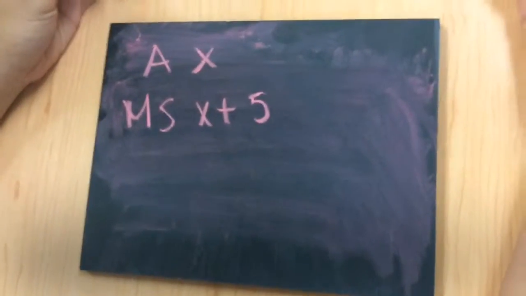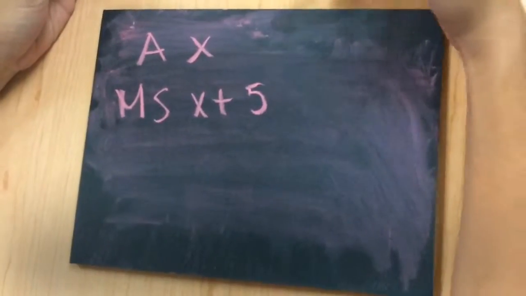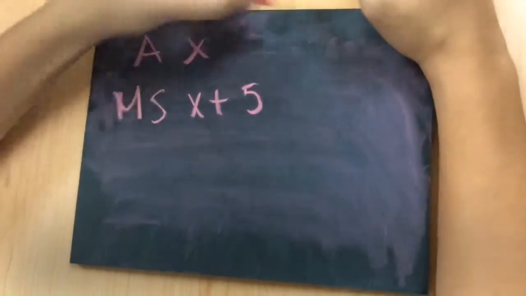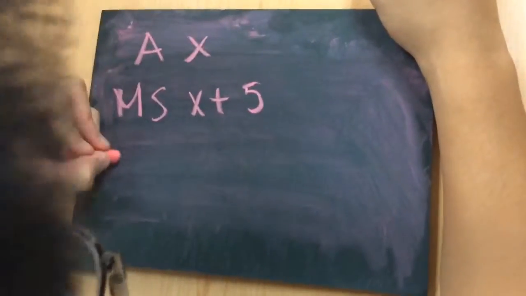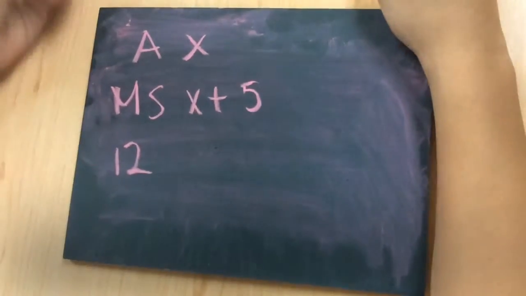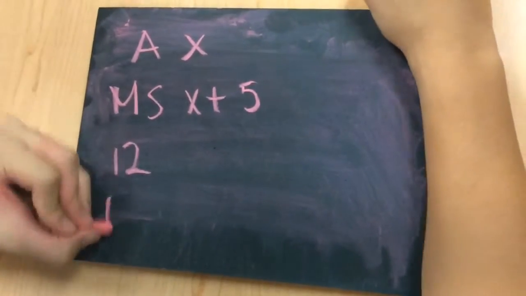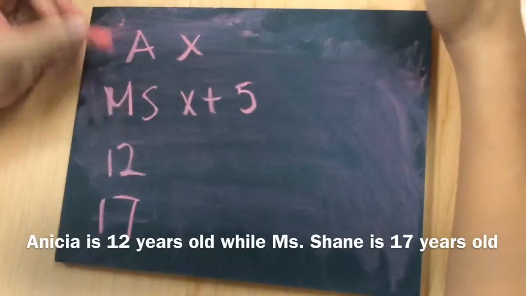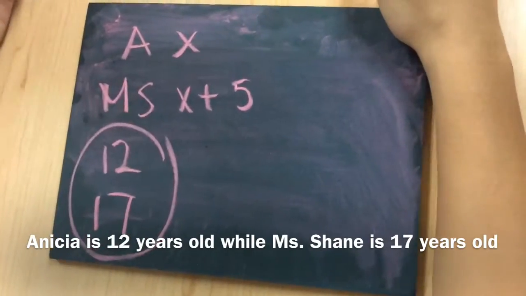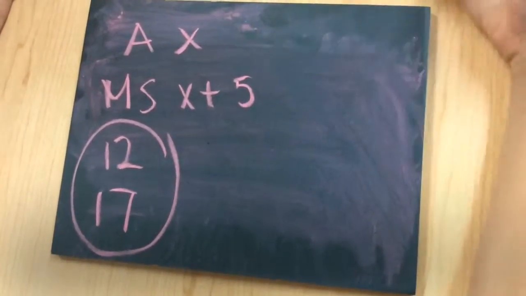Now that we know our equation was correct, all we have to do is substitute x with 12. So your age would be 12, and Miss Shane's would be 17. This is our final answer: you are 12, and Miss Shane is 17. Was I able to answer your question?